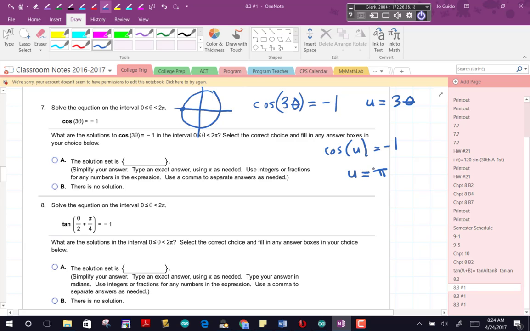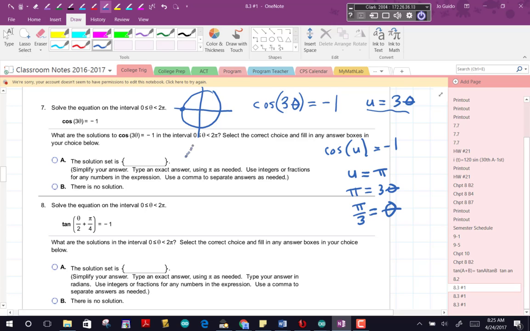I'm sorry? No, u is not equal to pi over 3. u is equal to pi. You can think it through logically in your head, or you can go back to this: pi is equal to 3 times theta. And if I divide both sides by 3, pi over 3 is theta.